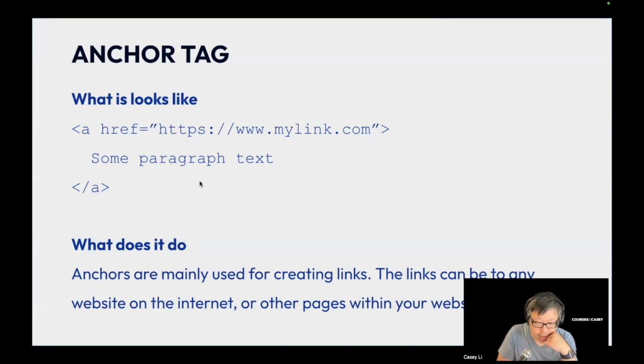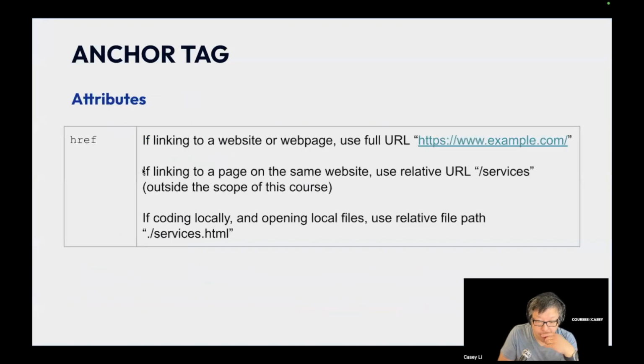So what does this do? Well, obviously, one of the main things anchors are used for is creating links. And those links can be to any external website on the internet, or they can be to other pages on your website. That href attribute that I talked about, if you're linking to a website or a web page, looks like this. It's called HTTP or HTTPS in front of it.